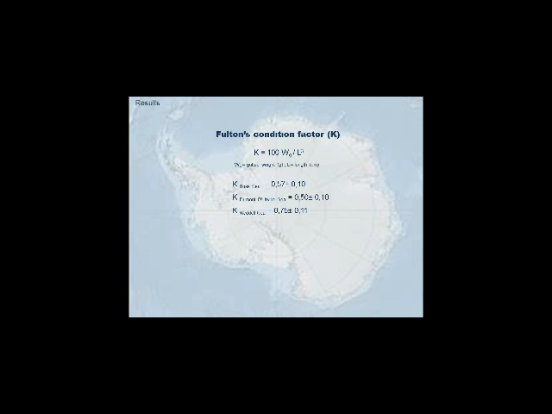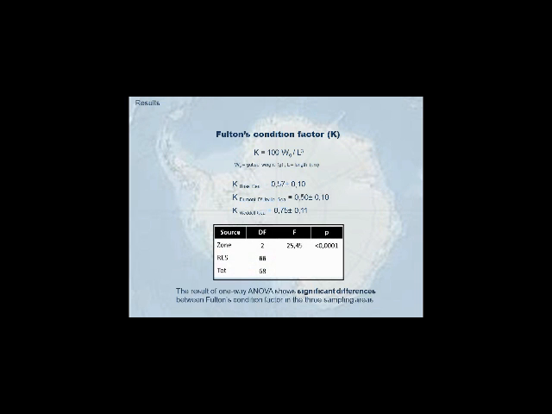I have also calculated the Fulton condition factor, which can be considered as an index of the fitness of fish, since it allows to evaluate the status of nutrition in relation to environmental opportunities and the degree of adequacy of the environment for the development of the species. Here appear the mean values of the specimens of the free areas. Also in this case, the highest value is that of the sample from the Weddell Sea, and a one-way ANOVA shows that the differences of condition between the specimens of the free zones are significant.